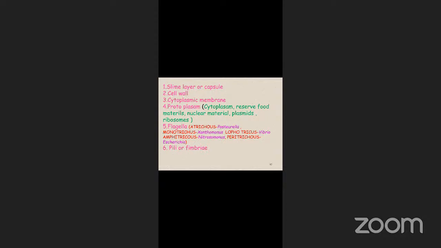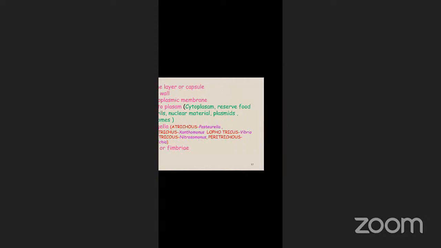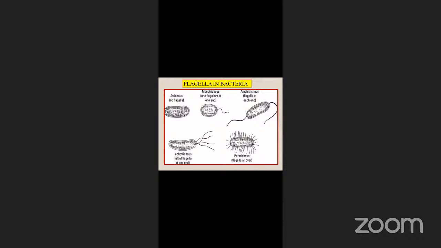Peritrichous. The first one is Atrichous. Flagella are totally absent in this type of bacterium. An example is Nitrobacter. Next one is Monotrichous. In the next slide I will show diagrams. First, observe the first diagram, Atrichous. There is no flagella, right?